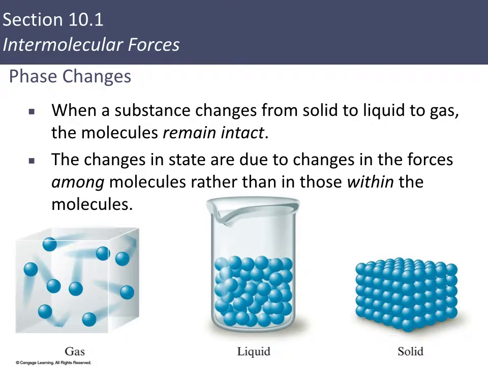Speaking of liquids or gases, this is a good time to mention phase changes. Phase changes occur when a substance goes from a solid to a liquid or to a gas, but the molecules themselves remain intact. Importantly, the changes in state are due to changes in the forces that occur among the molecules rather than those within the molecules. So you can have a solid to a liquid: you add energy, the motions of the molecules increase and eventually achieve greater movement and disorder, which is characteristic of a liquid. You could also have a liquid to a gas, and this is when you're adding even more energy to reach the gaseous state, where eventually the individual molecules are far apart and not interacting very much at all.